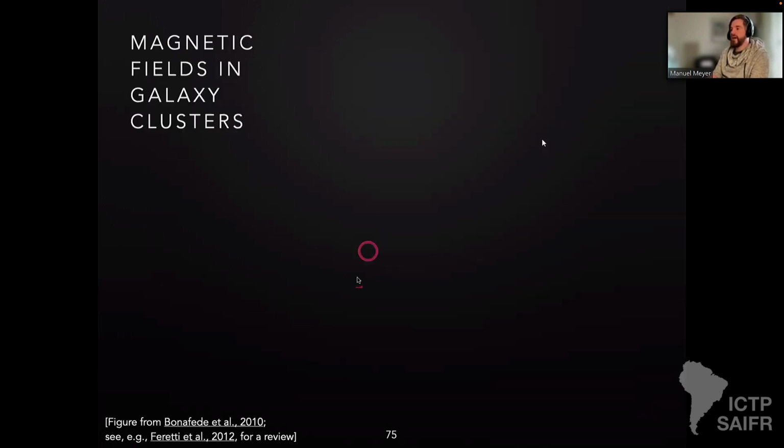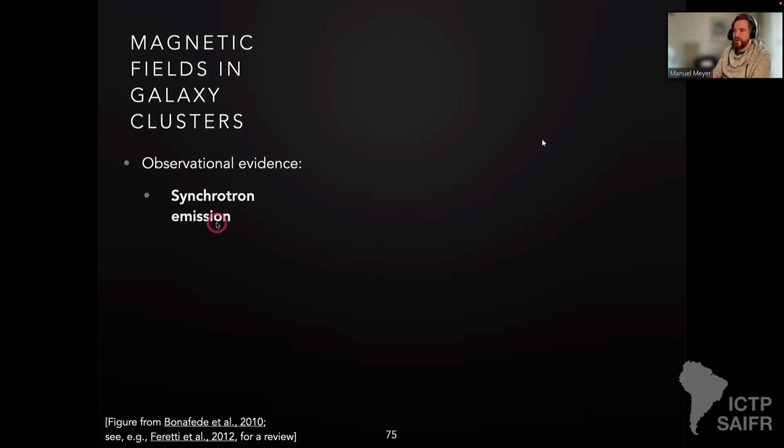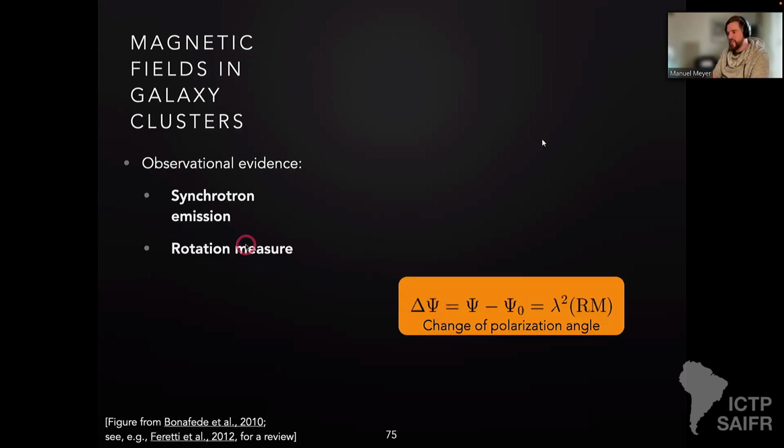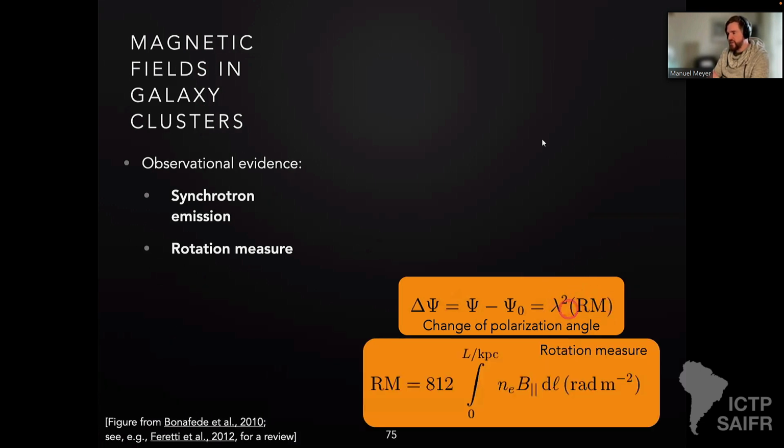So going further, magnetic fields in galaxy clusters. What observational evidence do we have here? Also synchrotron emission, also rotation measures. Rotation measure is essentially given by the change of the angle of the polarization, and this scales as the wavelength squared times the rotation measure. This rotation measure is the line of sight integral over the density of electrons and the magnetic field component that is parallel to the line of sight.